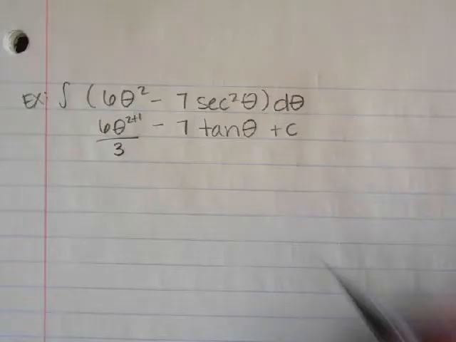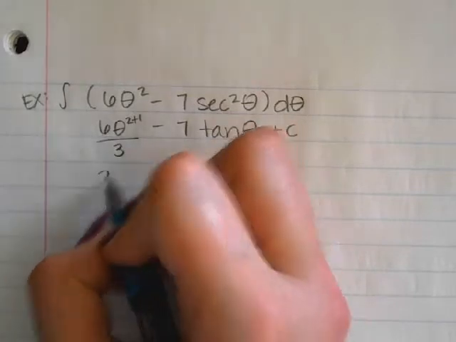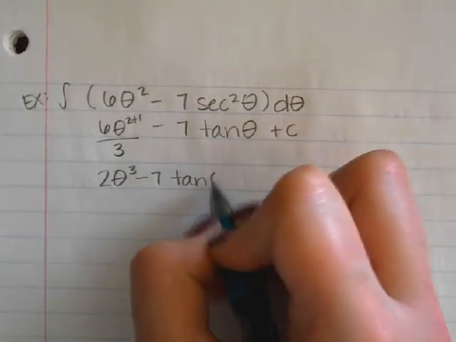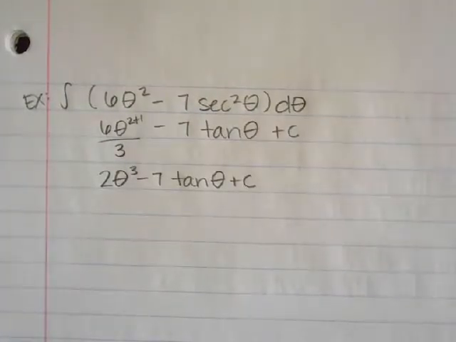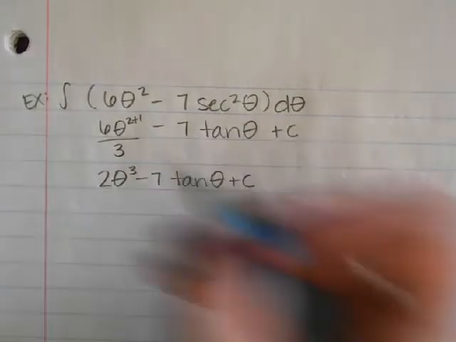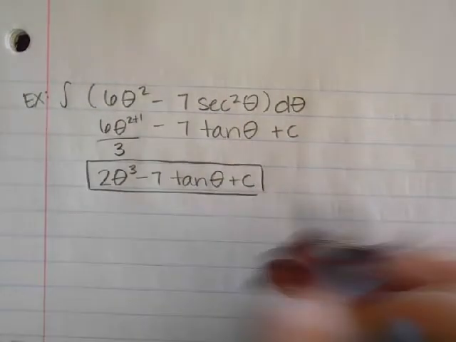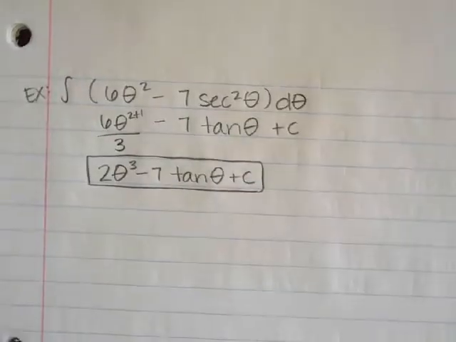I don't ever do that in my head because it messes with my brain too much. I gotta see it. So we've got 6 divided by 3 is 2. 2 theta cubed minus 7 tan theta plus c. Done. It becomes a lot easier if you just ignore all the weird variables. Well, the theta messes with a lot of people. You just have to ignore it. I knew you guys wouldn't like the variable choice.